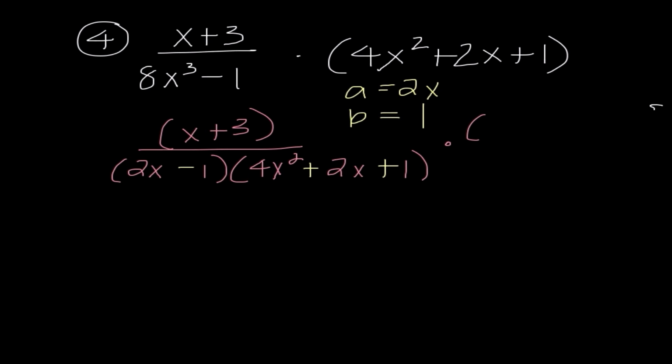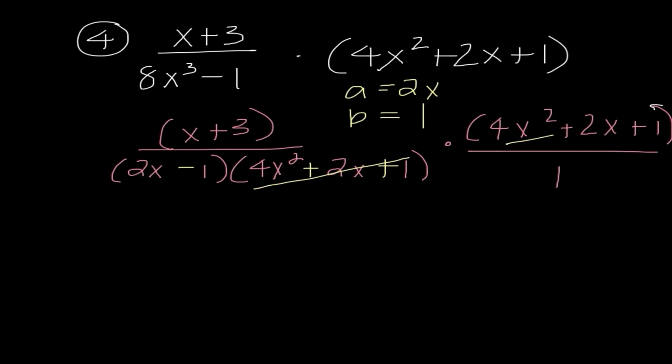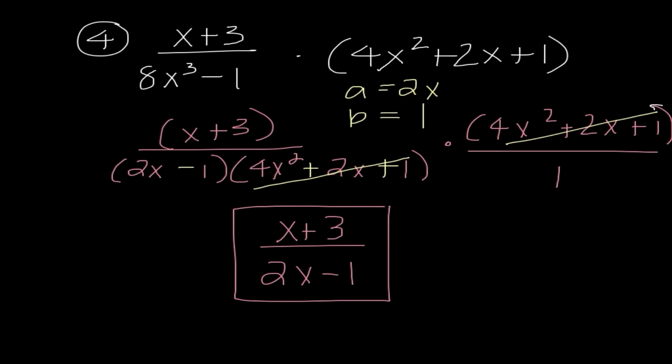And something really nice just happened here, because when I rewrite that other trinomial that we have, and I'm going to write it over 1 because it's in the numerator, we notice that these are exactly the same. So even though they are giant trinomials, if they're the same, we can cancel them out. So I'm left with x plus 3 over 2x minus 1. And there's nothing else we can do here because I do not have any common factors.